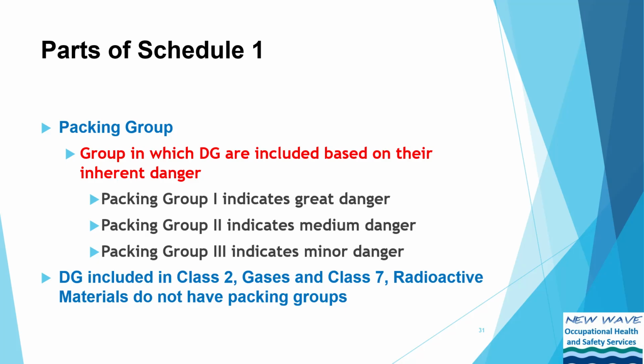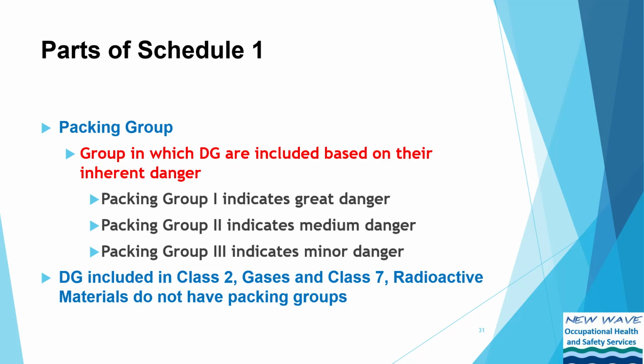Following the class column is the packing group column. Now, the packing group has very little to do with how you pack things. It is, in fact, a degree of danger classification. Here, packing group 1 indicates great danger. Packing group 2 indicates medium danger. Packing group 3 indicates minor danger.